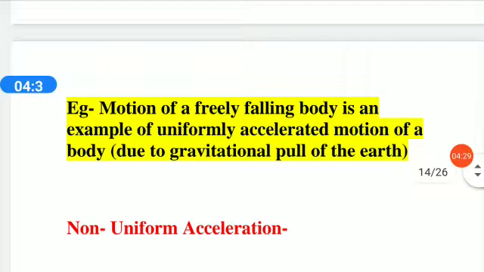An example is the motion of a freely falling body, which is an example of uniformly accelerated motion due to the gravitational pull of the earth. It's increasing in a proper manner or decreasing in a proper manner. So it is an example of a freely falling body.